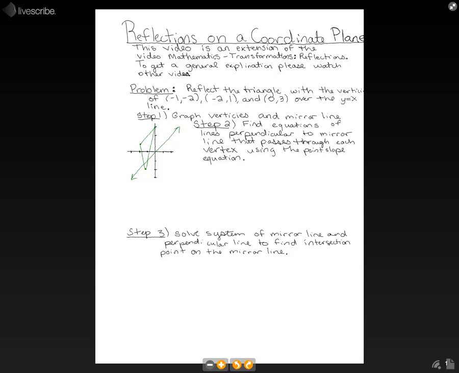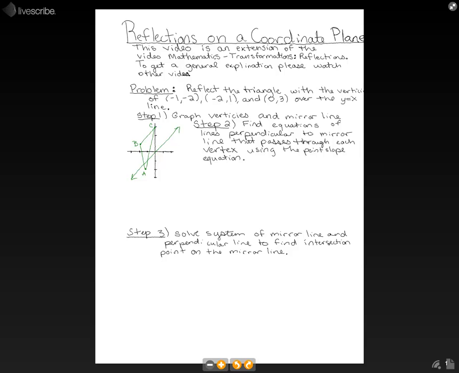And let's go ahead and just label our points on our triangle so that we can talk about them a little easier. So we have points A, B, and C. So the next step is going to be to find the equation of the line perpendicular to the mirror line. So the mirror line is at y equals x. And we want that line that we're finding to pass through the vertex using the point slope equation. So we're going to have three different lines here.